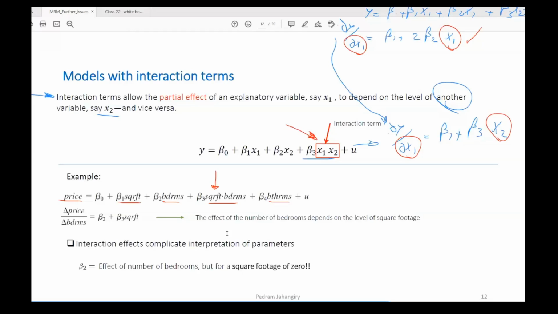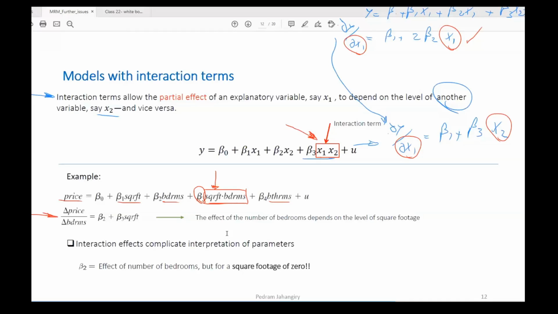Think about it. Maybe the larger the square feet, this effect should be smaller, or it should be higher. Again, it depends on your intuition. Maybe you think it's higher, maybe you think it's smaller. In either case, it really doesn't matter. As long as you think that the effect should depend on square feet, you put it in the model and see what the data is telling you. You put the interaction of square feet and bedroom in the model, and then see what the data suggests, whether this number is positive or negative. You want to see if the marginal effect of bedroom on price is positively or negatively affected by square feet.